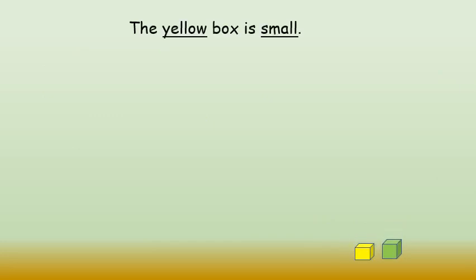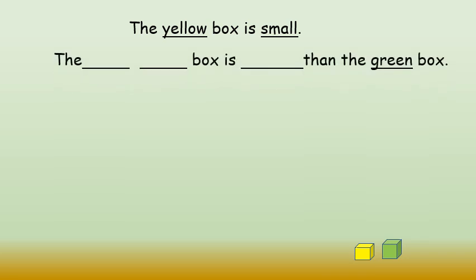The yellow box is small. Now compare the yellow box to the green box. The small yellow box is smaller than the green box. We added er to small to compare the yellow and green box.